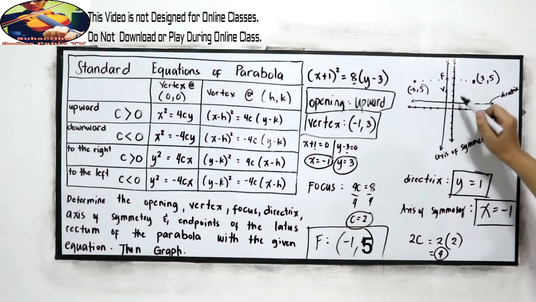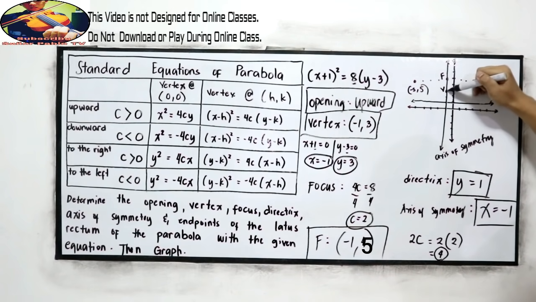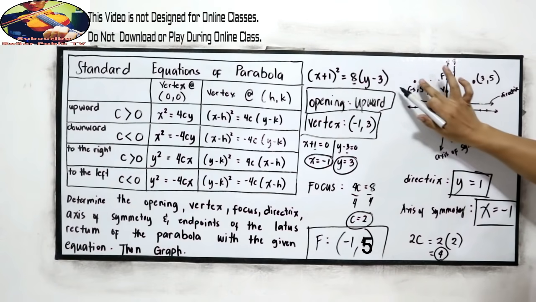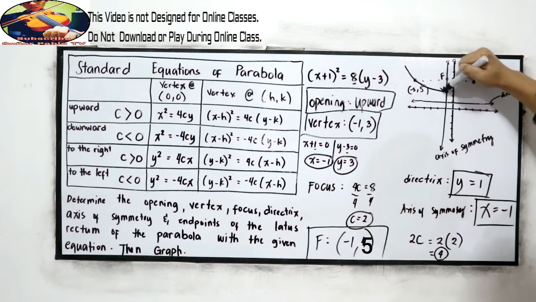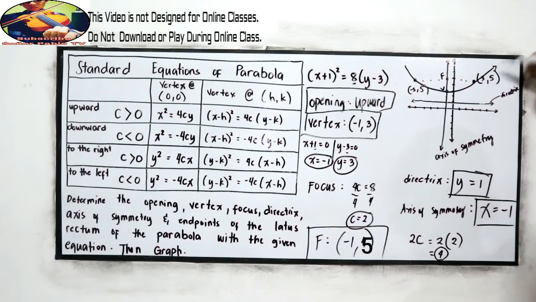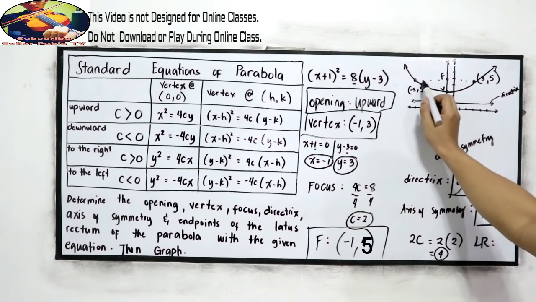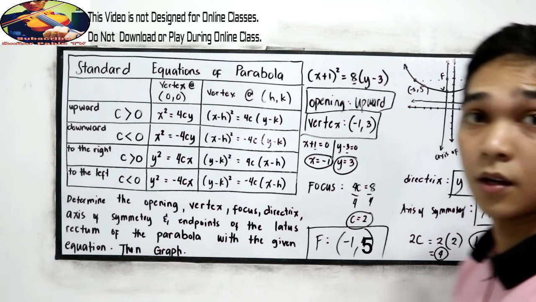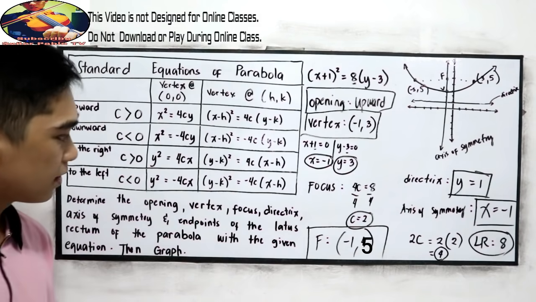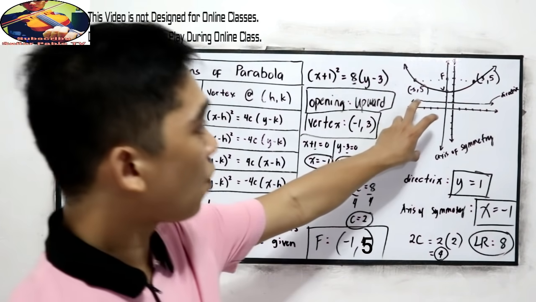Now connect our parabola. So vertex, connect now. Okay. This is now our parabola. So the length of latus rectum is 1, 2, 3, 4, 5, 6, 7, 8. Or simply 4c, 4 times 2, that is 8 units. Okay, we're done. And this is now our graph.